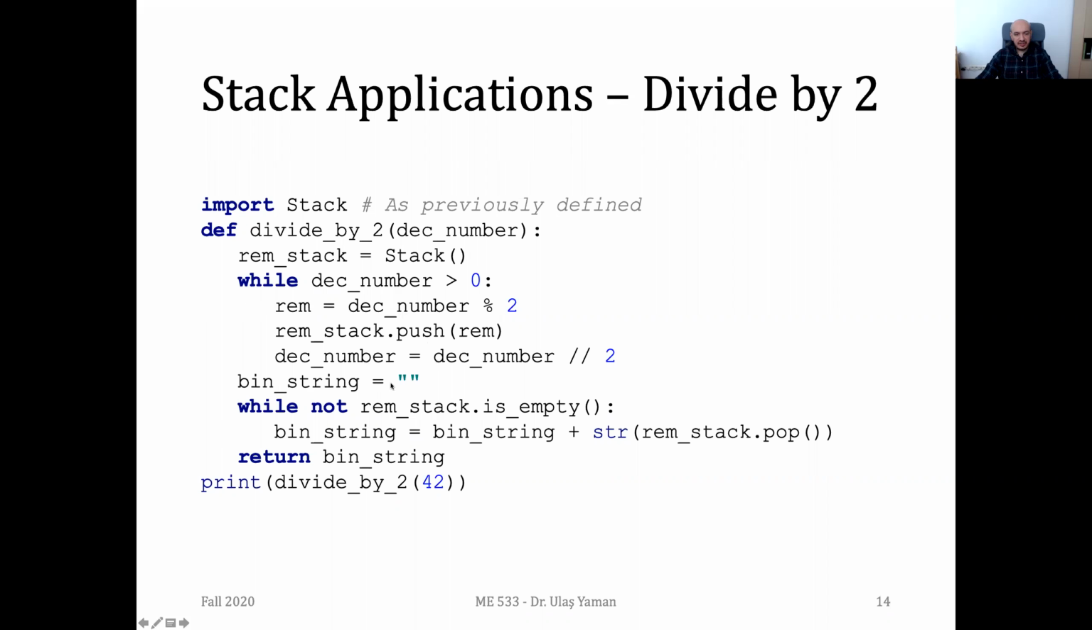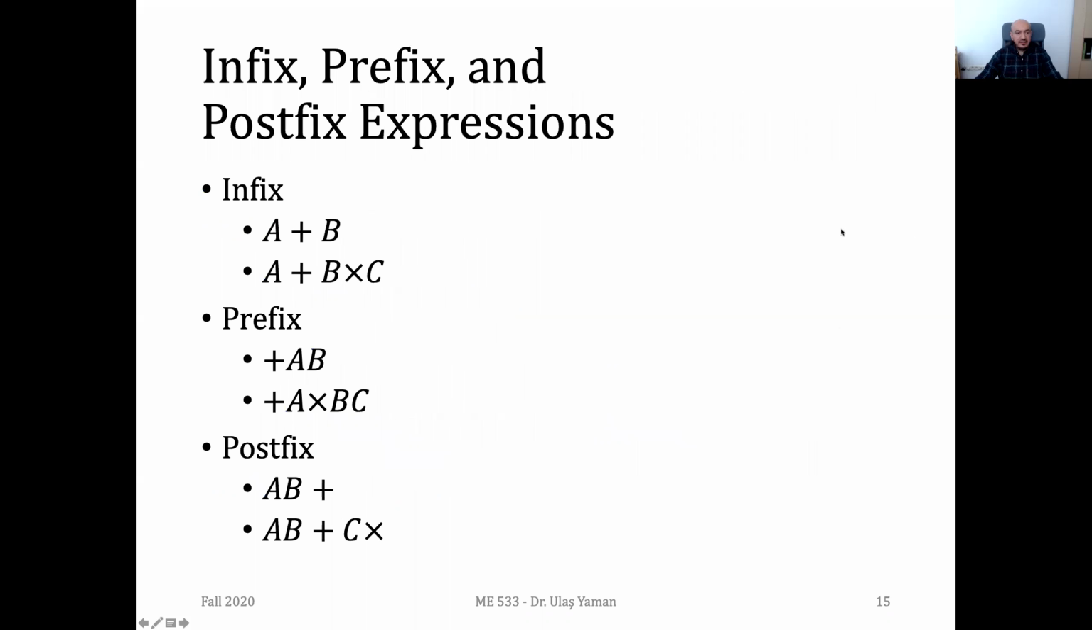Then we simply create a string. This is the initialization of the string. And then we do the pop operation. As you see, we will do many pop operations until our stack is empty. And these items will be added to the end of the string. As you see, we can do that with a single expression. And finally, we can simply return this binary string, and the function will be completed with these operations.